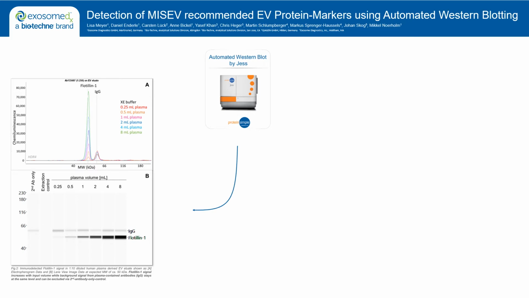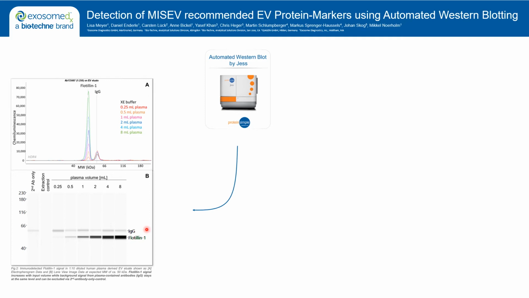What that looks like, you can see exemplarily with flotillin-1 as target in figure 2 on the left side. A and B show 2 different graphical representations of the signal of this EV protein increasing with the plasma amount used. At the same time, however, the background signal, in this case IgG, remains the same.